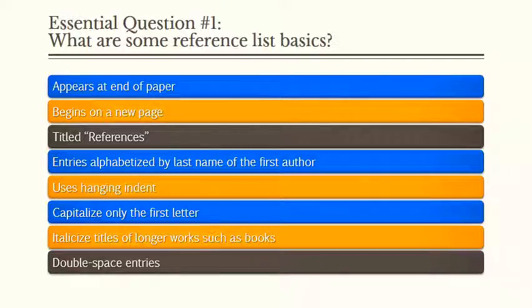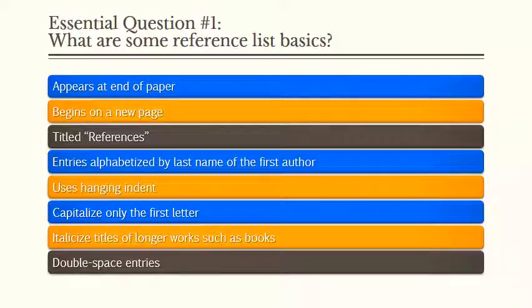The title of the page is References. Entries should be alphabetized by the last name of the first author. The entries use a hanging indent. That means the first line of each entry is even with the left margin, and all other lines are indented 1/2 inch from the left margin.